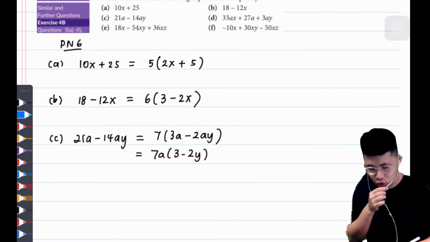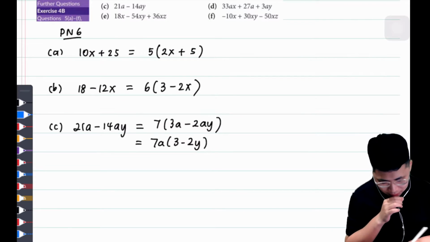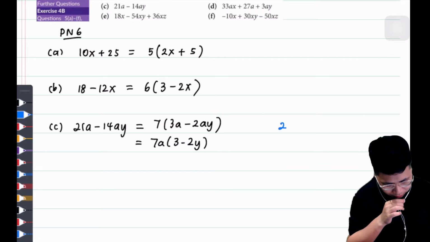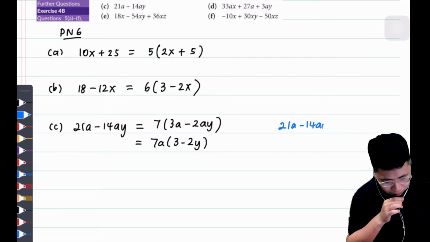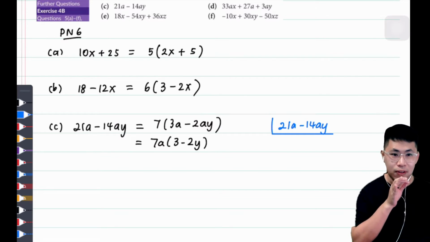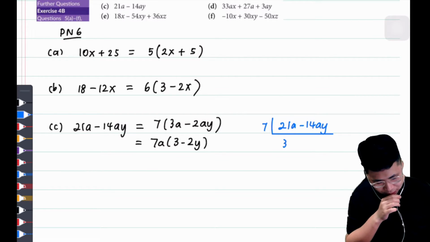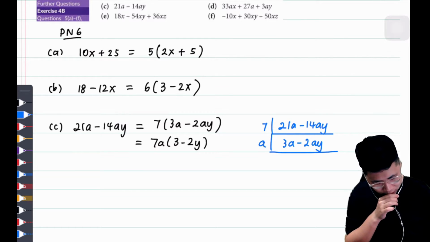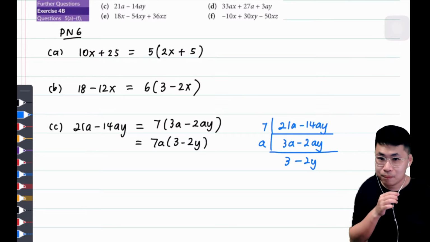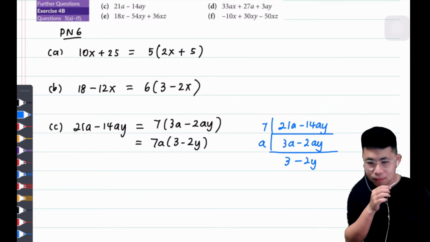Now let me introduce you to another way of doing this. We can also do this using the HCF method, which means we express this one over here and do the HCF using the ladder method. So we need to find things to divide the whole term. Let's find 7. When we divide by 7, we get 3a minus 2ay, and then we can divide further by a to get 3 minus 2y. So our final answer will be 7a times 3 minus 2y.